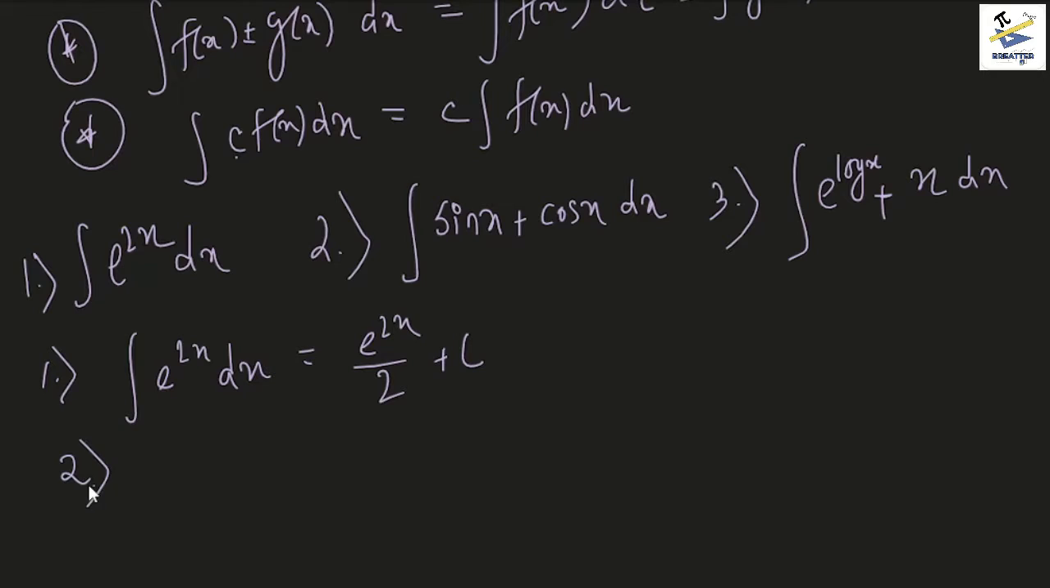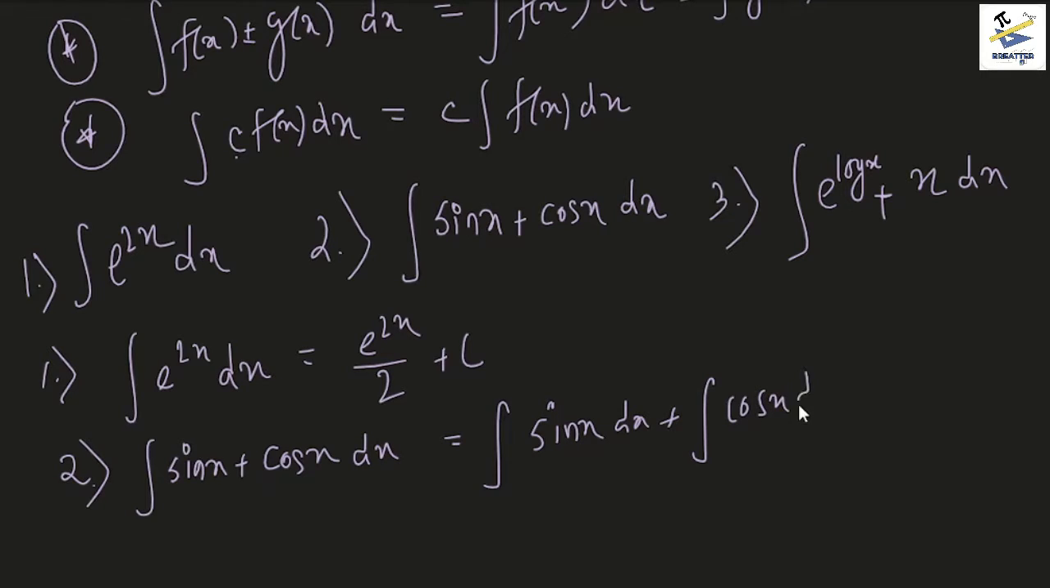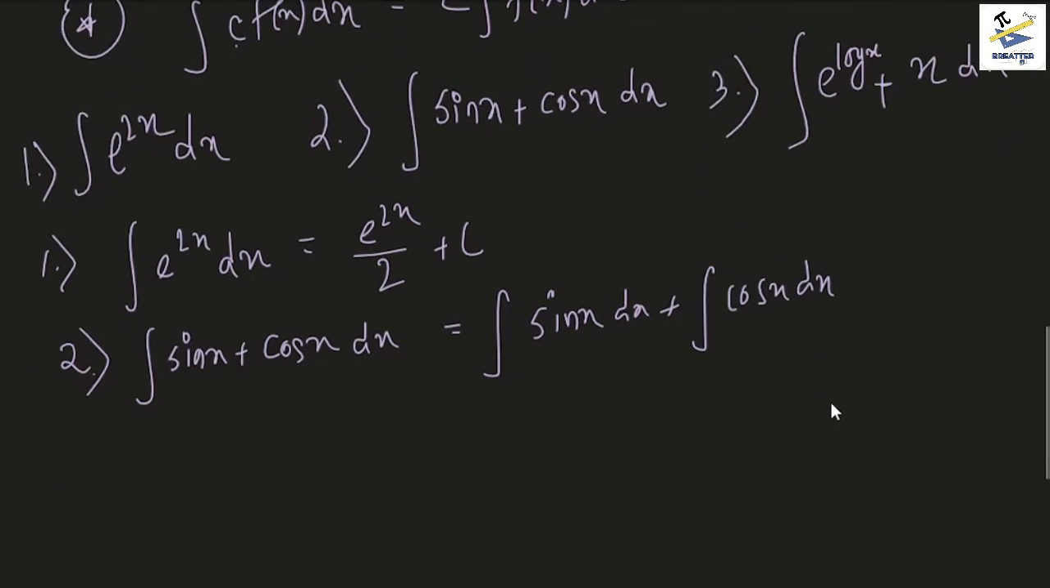Similarly, for number 2, what we can do is we can write integration of sin x plus cos x dx, and we can write integration of sin x dx plus integration of cos x dx. As I already mentioned, we can separate the two functions which are in addition or subtraction form and integrate them separately, okay. So as we have learned, the integration of sin x would be just minus cos x, there is no dx because it is out of integration, plus integration of cos x is just sin x.